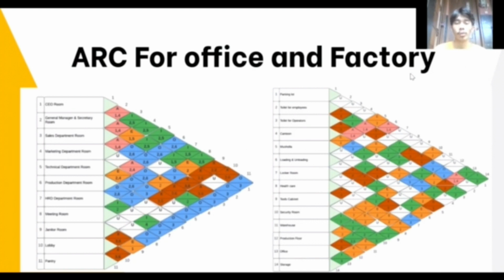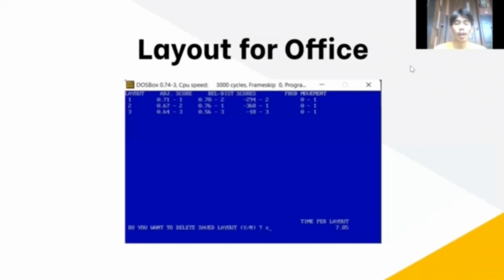And next is the layout for office. For the layout, we use block plan, and there are 3 layouts. For the best one, we choose layout number 1 because it has the highest score compared to layout 2 and layout 3.